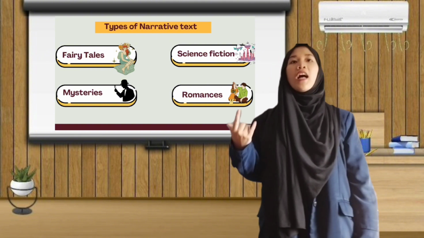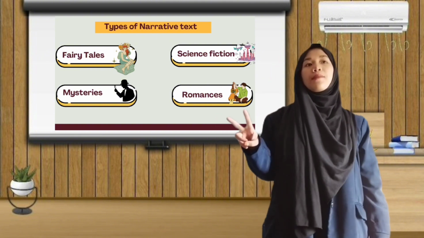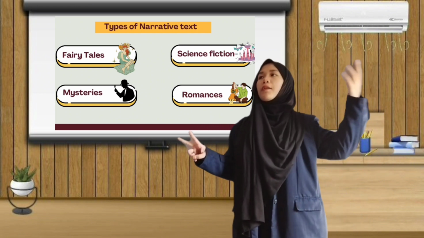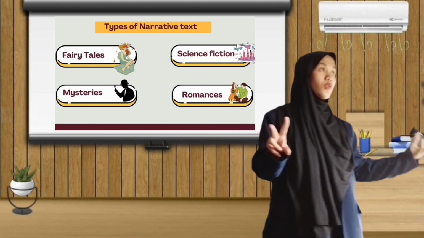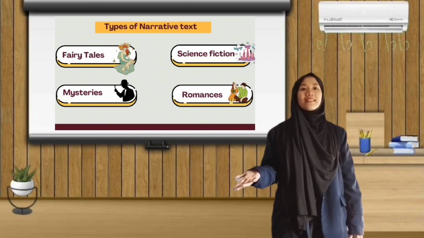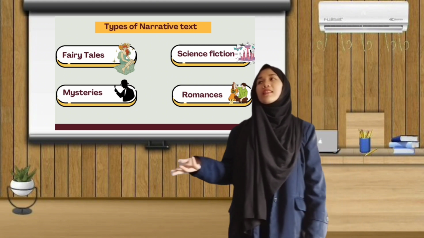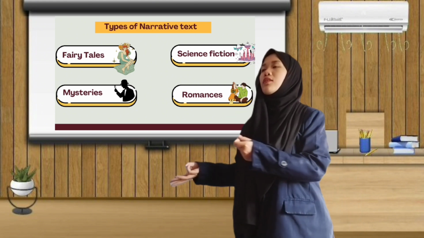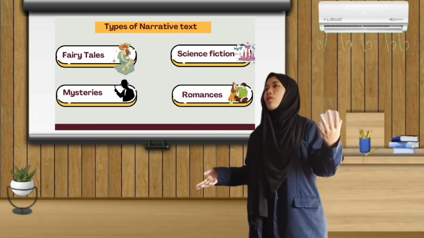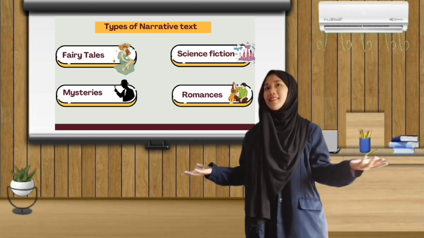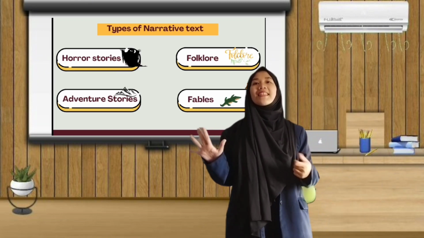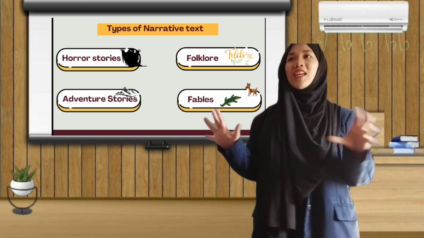Number 2 is science fiction. Maybe you know it's about technology. It's an imaginative story. Number 3 is mysteries. It's about mysteries, about maybe solving problems, like that. And then number 4 we have romances. It's about love, like that. Number 5 is a horror story. It's about ghosts and scary stories.